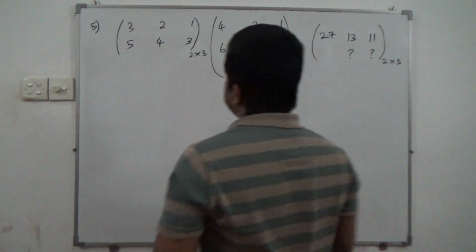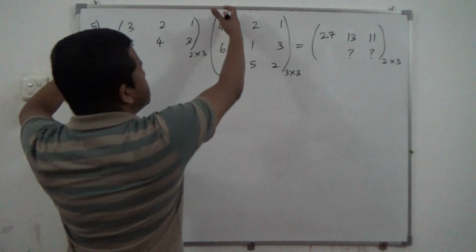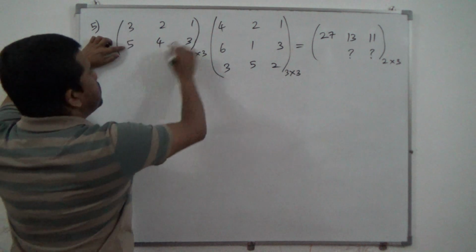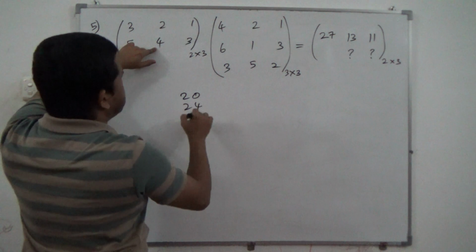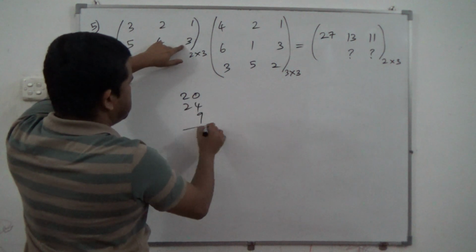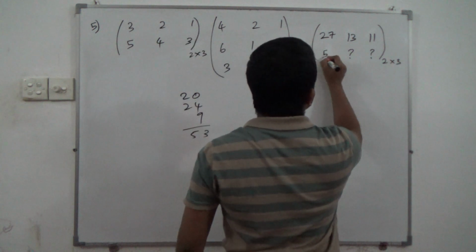Now we have to find this one, this row and this column. 5 into 4, 20, 4 into 6, 24, 3 into 3, 9, 53. The answer is 53.